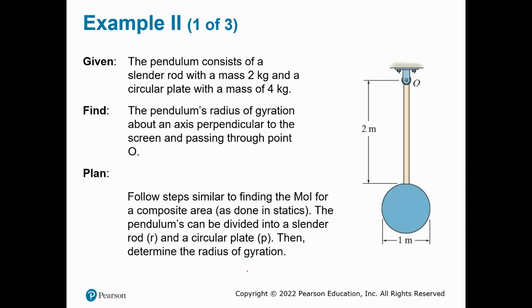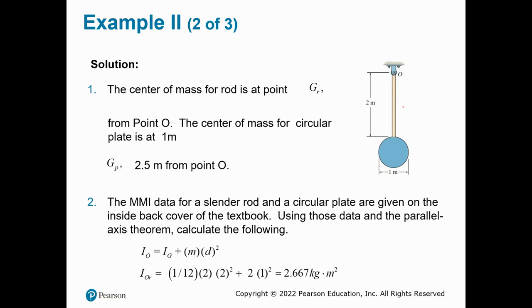Next one, I have a pendulum consisting of a slender rod plus a disc at the bottom. The rod has a mass of 2 kilogram and the circular plate has a mass of 4 kilogram. We're looking for the pendulum's radius of gyration about an axis perpendicular to the screen and passing through the point O, which is the pin support over here. The center of mass of the rod is at a point GR from point O. The center of mass of the circular plate is at 1 meter and then 1 meter, so GP over here is 2.5 meter away from point O.